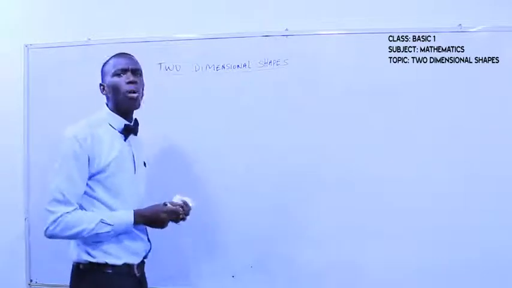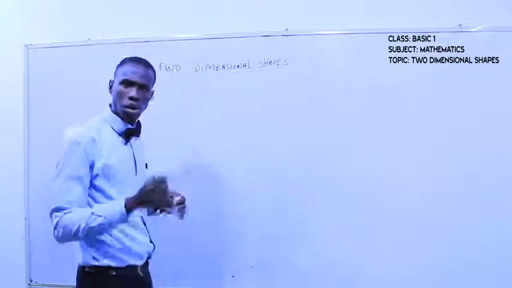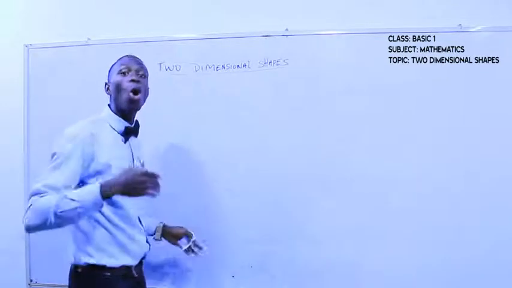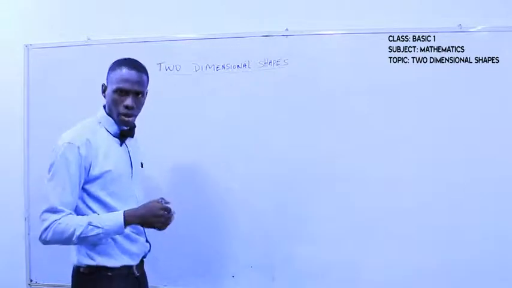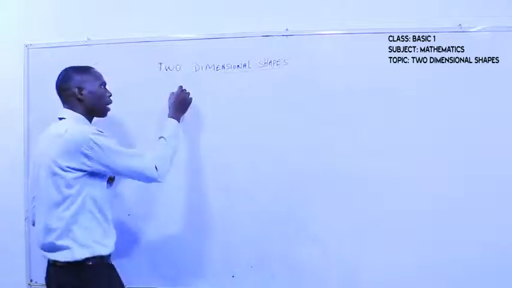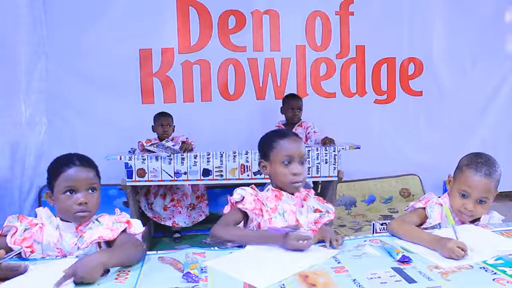Now let's go into the examples of two-dimensional shapes. Remember, each of these shapes has opposite sides. Let's talk about number one, which is called triangle.